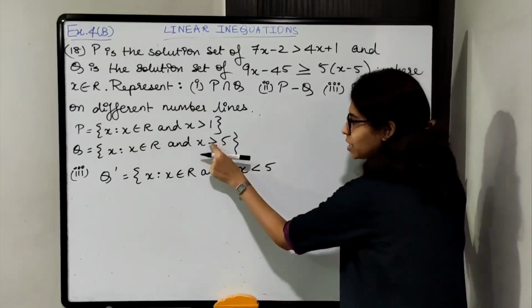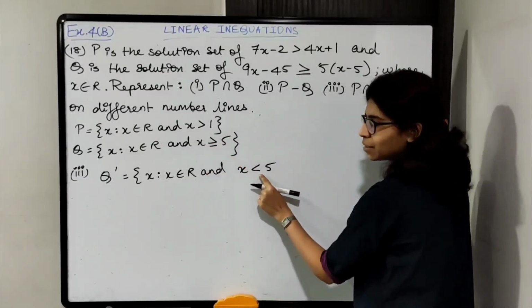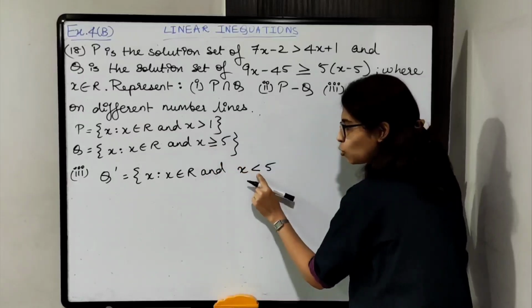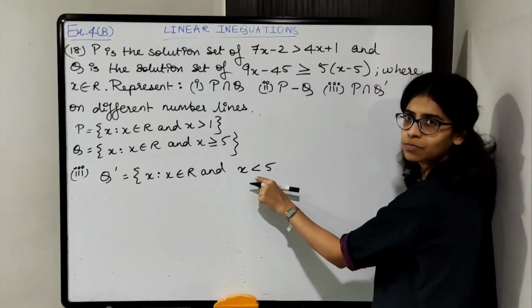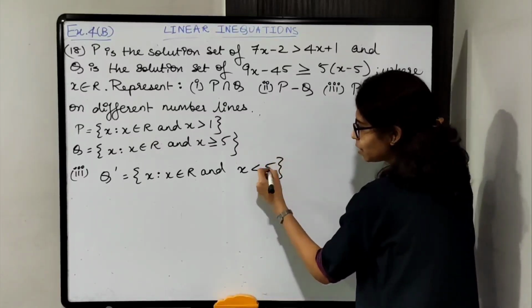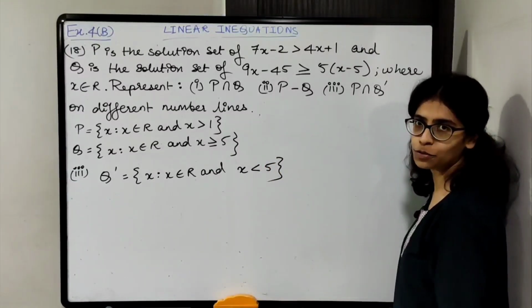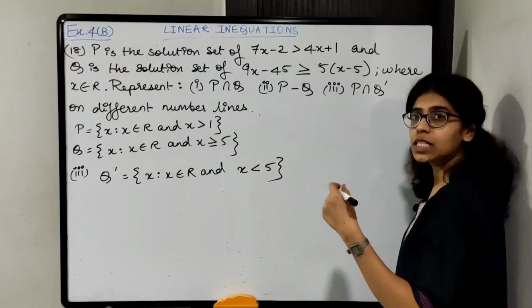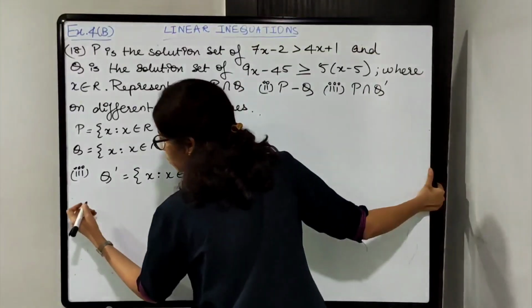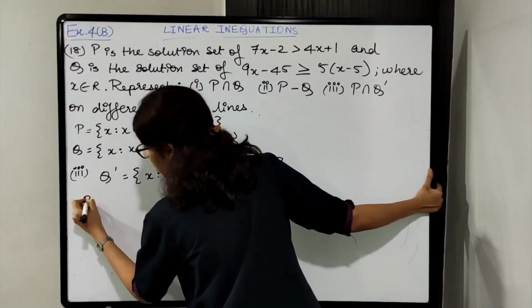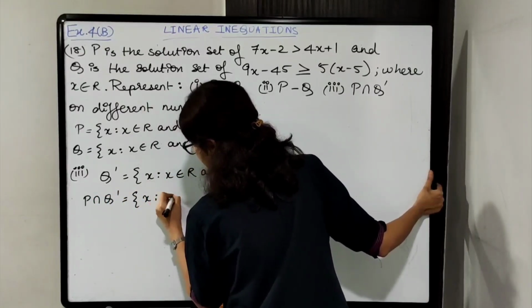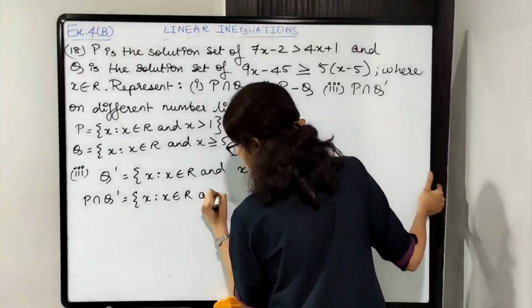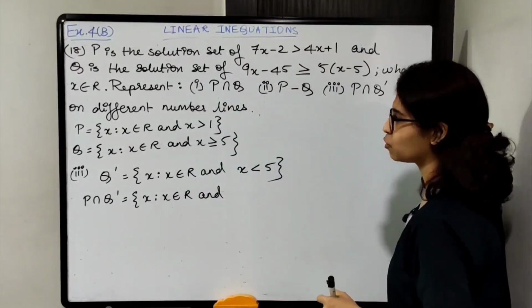So first thing you will reverse the sign, greater than, make it less than, and if there is an equal to sign, don't put it, and if there is no equal to sign, put it over here. Okay, so this will be the solution for q dash. We have to find p intersection q dash. So what will p intersection q dash be? What will the range be?